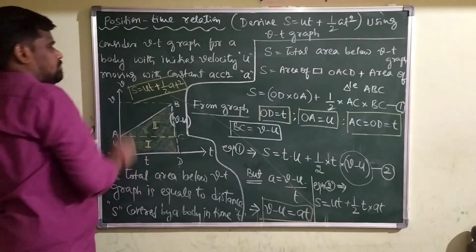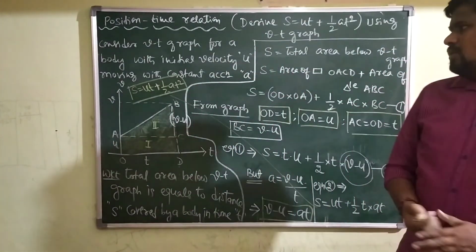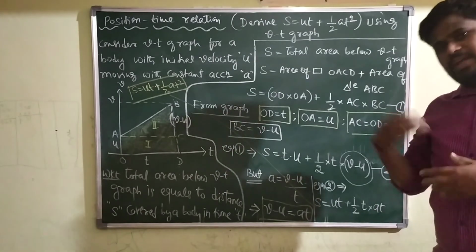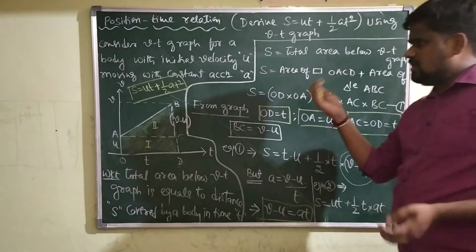This is called the position time relation. Watch the video repeatedly and practice the mathematical steps so that you can easily get the derivation, that is S is equal to UT plus half AT square. Okay, we'll stop here only. Next class we'll discuss.